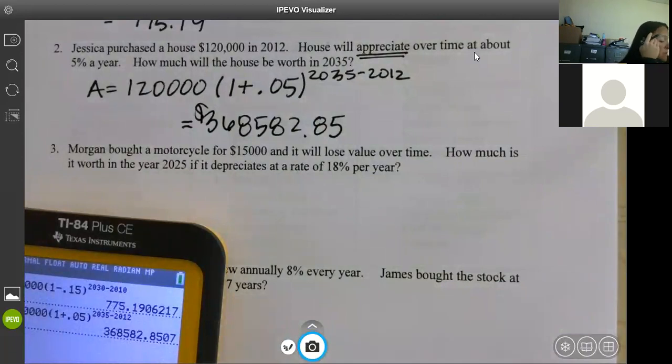$368,582.85. You don't have to say it specific. You can just call it the numbers.